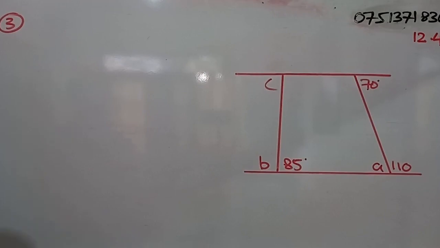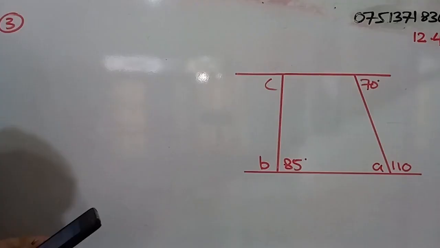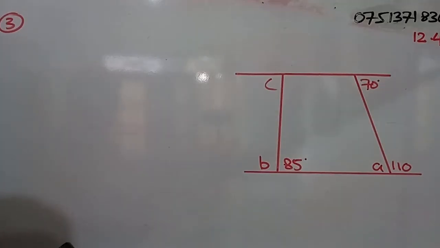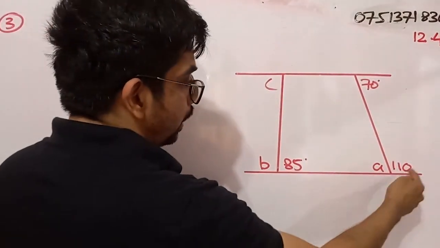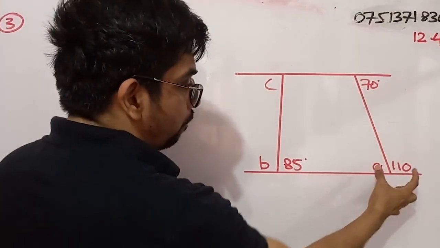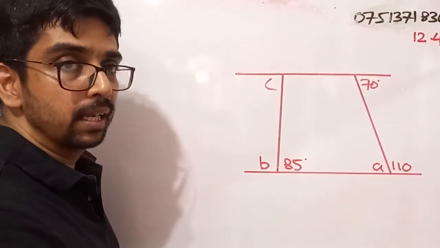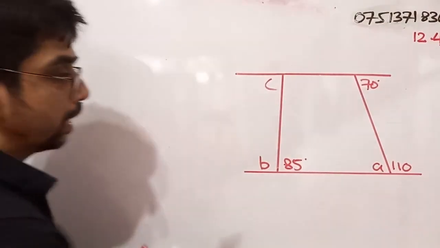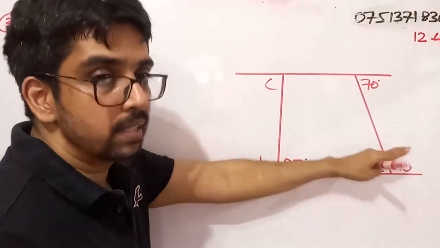Question number 3. Find the magnitudes of the angles marked in the figure as simple a, simple b, and simple c. So at a glance, we can easily calculate both of these angles. Why? If we consider these two angles and add them together, it will equal 180. Why? This is a straight line. We are considering adjacent angles on one side of it.